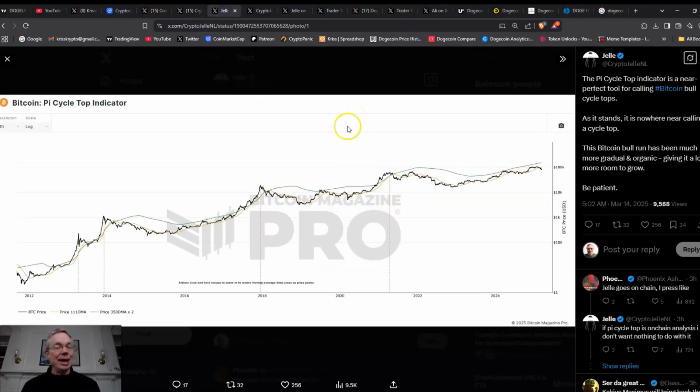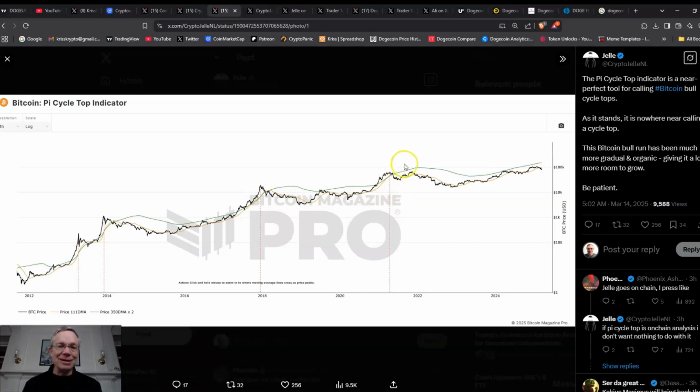And Gel says, hey, we're not at the top yet. Bitcoin has not had its top, which is the Pi cycle top indicator. This is the 111 crossing back above the 350. Again, it happened in 2017 when Bitcoin was at $20,000. Happened again in 2021 when Bitcoin was at 64,000.